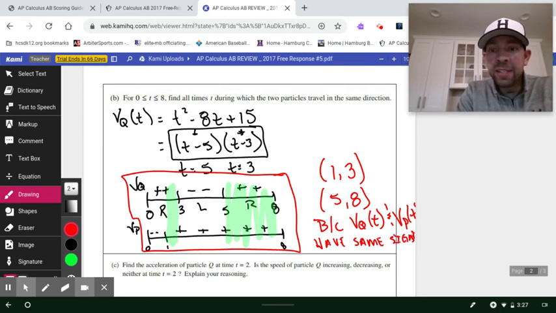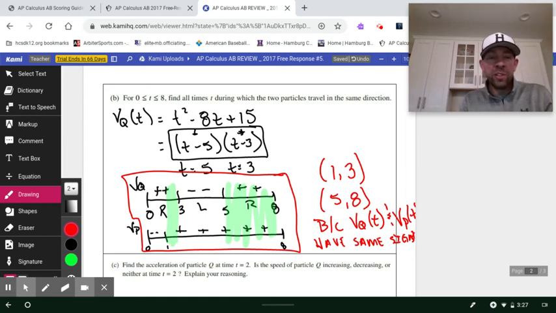Now, ironically, in this case, they were both positive over both intervals. There could be a situation where they're both negative over a set interval, and that would also mean they're traveling in the same direction.